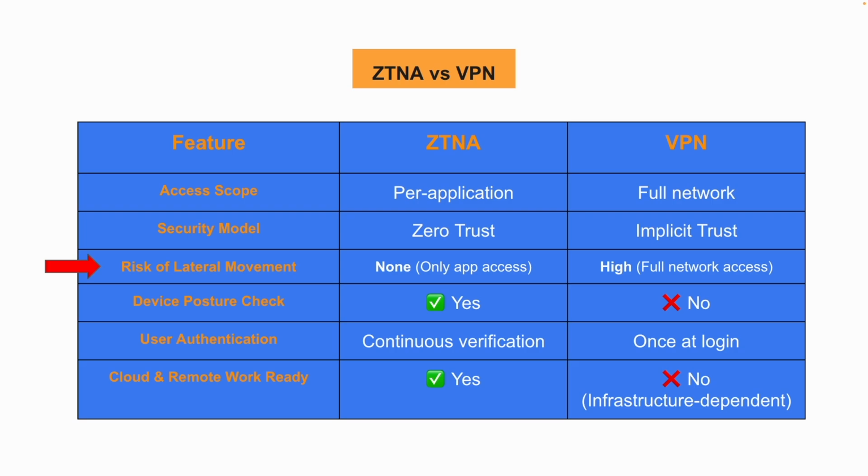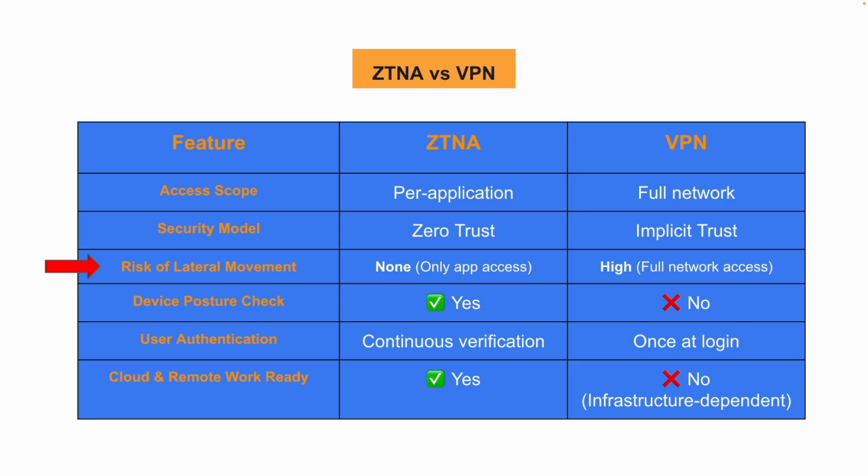On the other hand, VPN provides full network access, meaning that once a user is connected, they can potentially move laterally across the network, gaining access to all the resources they might not necessarily need or are authorized to. This broad access increases security risks, data breaches, and lateral attacks within the network.